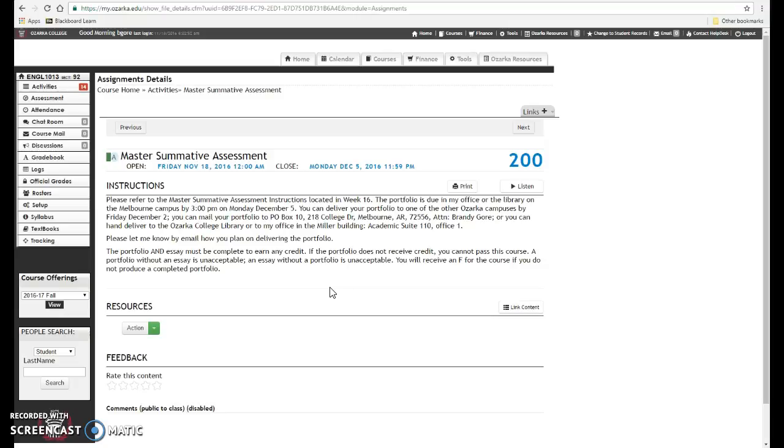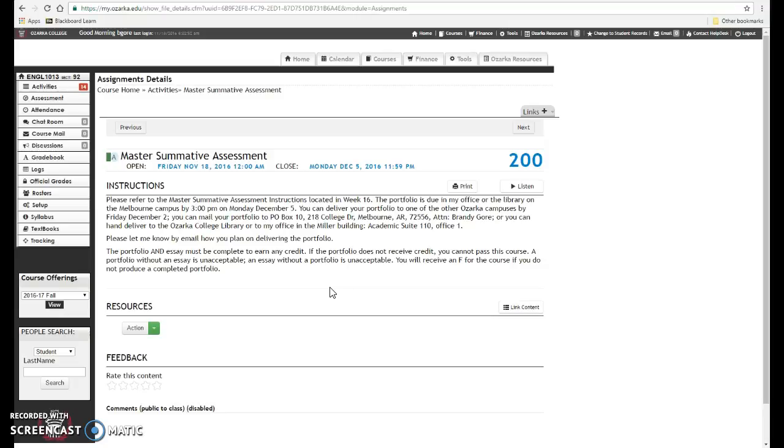The library is open, I believe, to 7 most evenings, and they will have a box with my name on it that you will need to give it directly to Mary Ellen Hawkins or Dan Lindsay and tell them that it's for my class, but they will take it and keep it. I really need to have these portfolios no later than 3 p.m. Monday, December 5th.